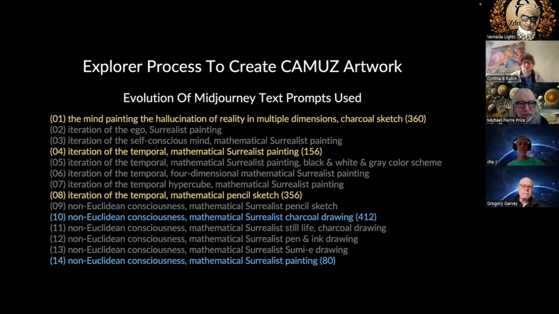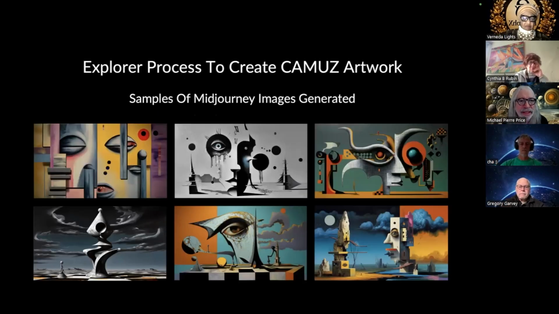Through my process, I actually had 14 prompts that I worked with. The 3 that are highlighted in yellow were the ones that I looked at early on, that I spent the most time on and created several hundred works that I thought could be interesting. And then the final 2 were the prompts that I landed on about the non-Euclidean existence of consciousness.